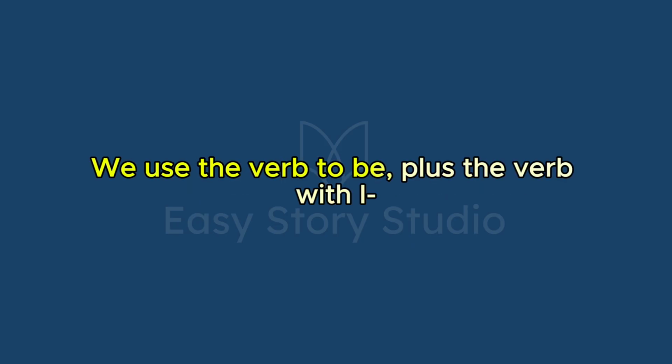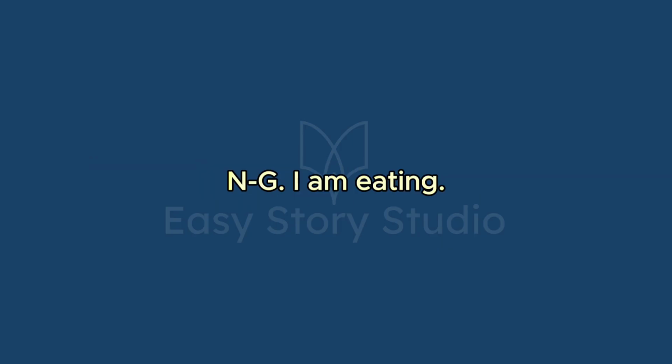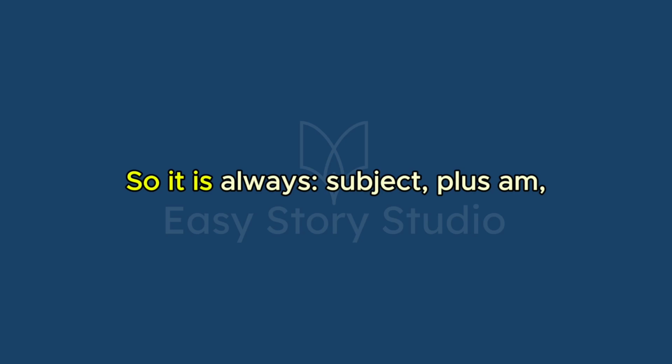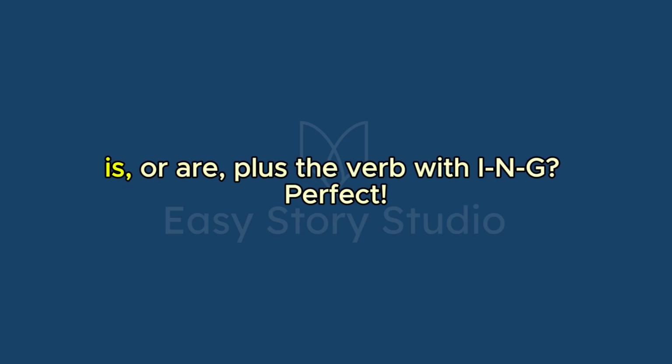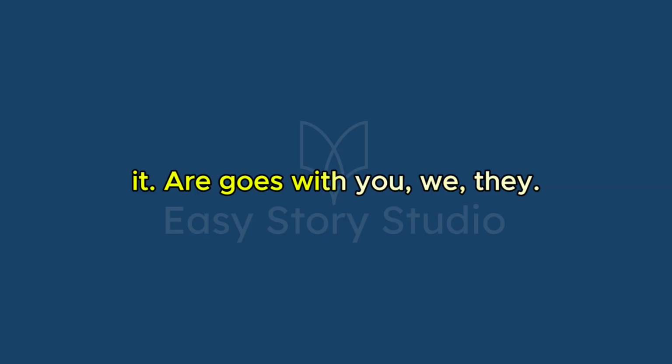How do we form it? We use the verb to be, plus the verb with ing. I am eating. You are sleeping. She is running. So it is always subject plus am, is, or are, plus the verb with ing. Perfect. You are learning fast. Am goes with I. Is goes with he, she, it. Are goes with you, we.